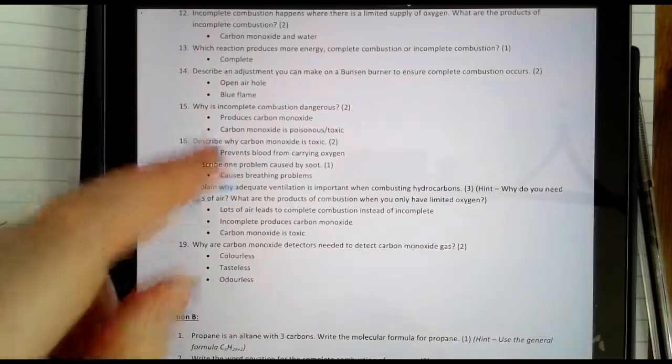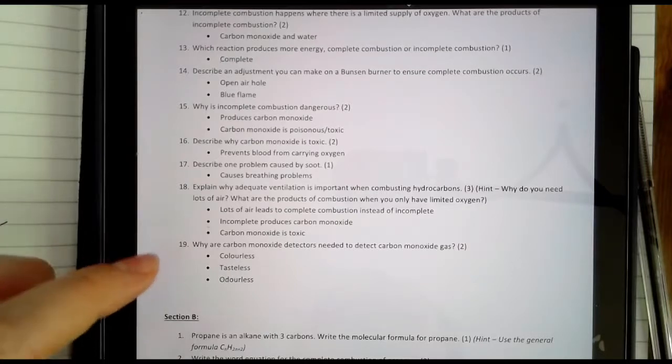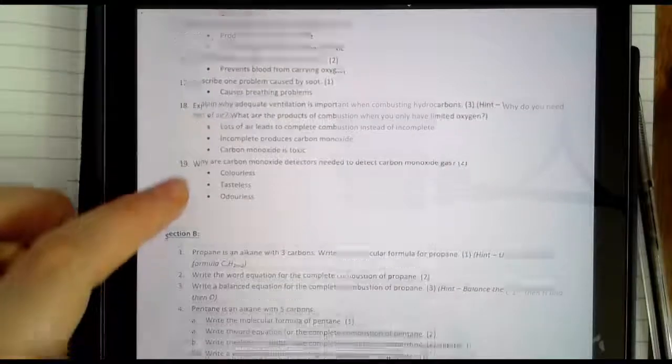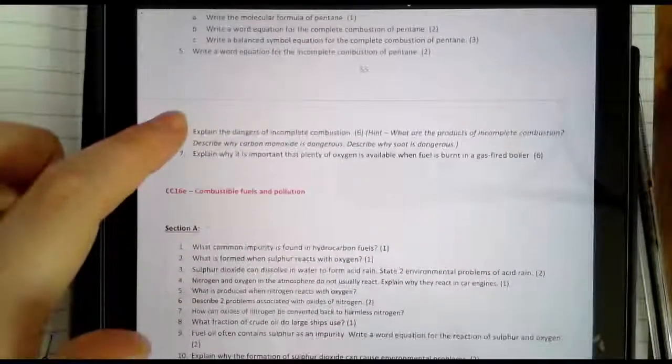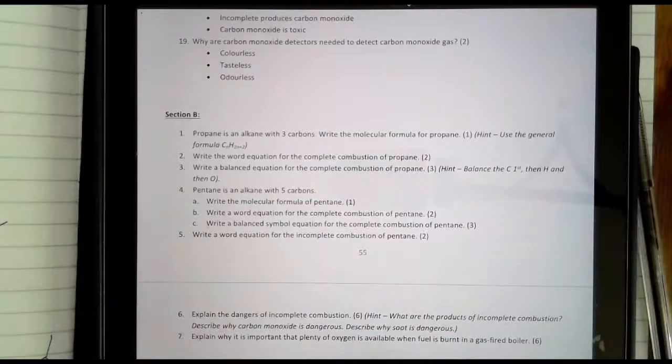And then absolutely know the problems associated with incomplete combustion. It stops your blood cells, your red blood cells specifically, carrying oxygen around your body, and that can cause you to lose consciousness and then death. Also, just make sure that if you are given one of those equations, and you will be given the equation, you'll just be asked to balance it. So have a practice balancing those equations as well.